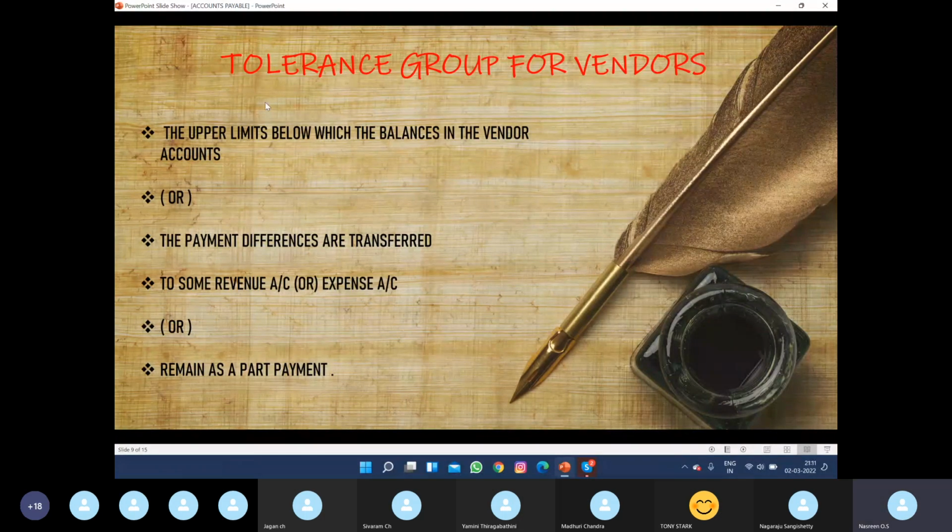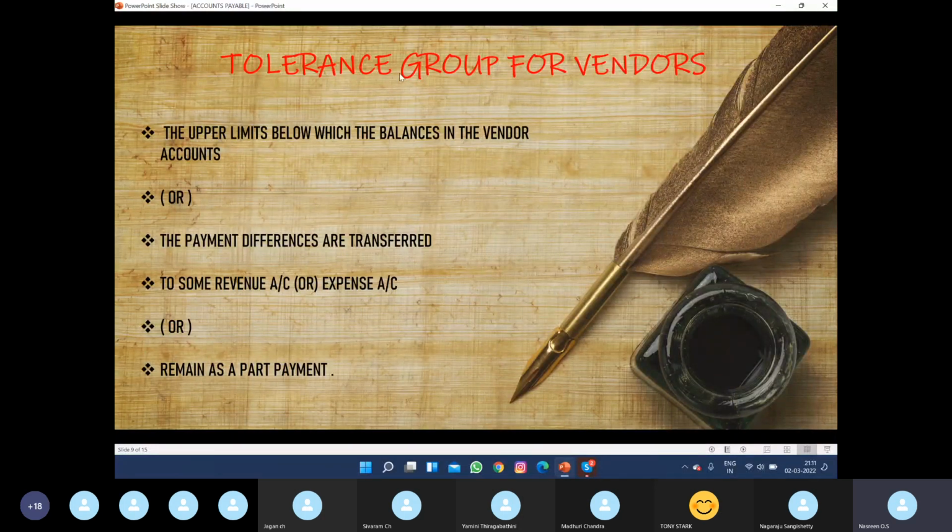The next thing is creation of tolerance group for vendors. Tolerance is nothing but the limit, or it can be any limit. It can be upper limit, lower limit, anything. Here we are considering these tolerance groups for the upper limits, which means the maximum limits. The maximum limits for vendors. Why are vendors required to have a tolerance group?